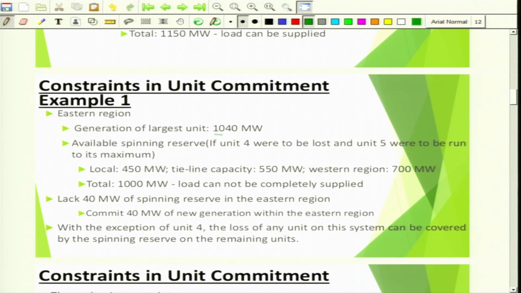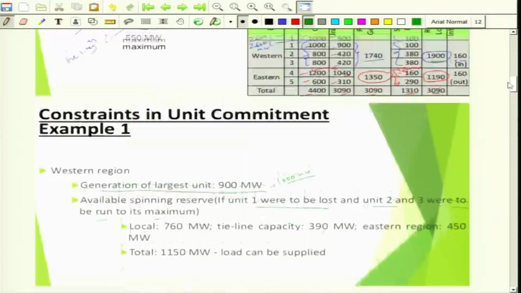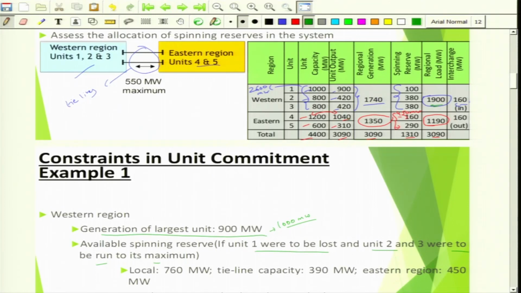Now the generation of the largest unit is 1040 megawatt. Then the available spinning reserve is, if unit 4 were to be lost and unit 5 were to be run to its maximum capacity. Let us go to the previous case. So this 1040 has been taken away. What is the total capacity of the other generator? 600 megawatt. So 1190 minus 600 is how much? Total 1190 is the load demand at the eastern region. Now it comes out to be 590.